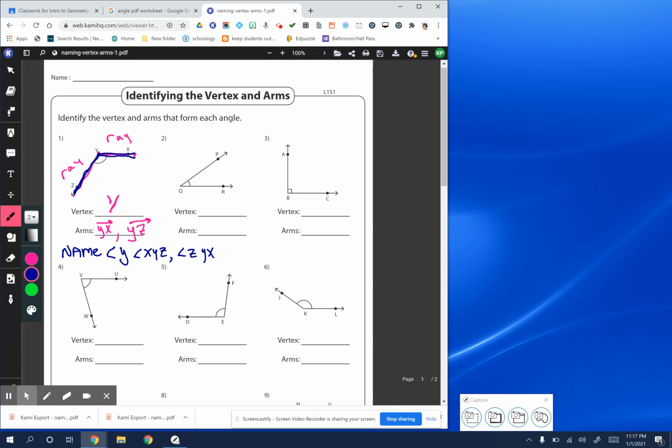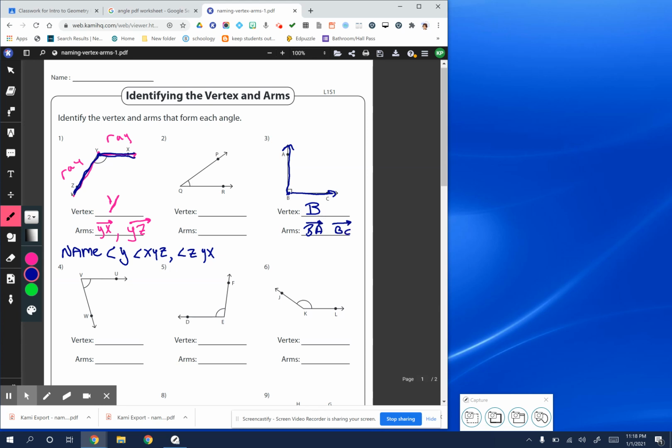All right, let's skip over to this right angle. The vertex would be B, point B, where the two rays come together. And then the sides would be the ray B to A, capital letters, and then my beginning point on the B, my arrow on the A, and then B to C is the other ray. So B to C. I want that to look like an arrow.